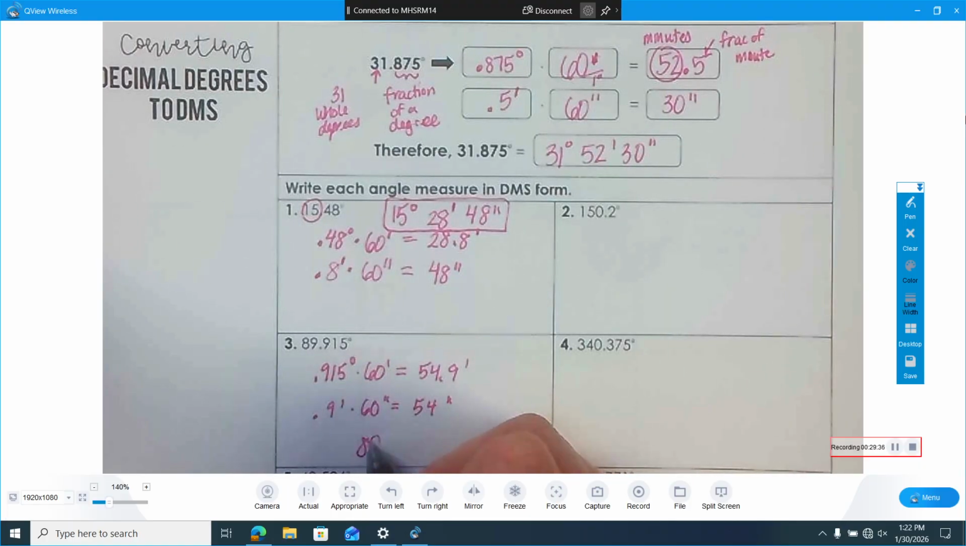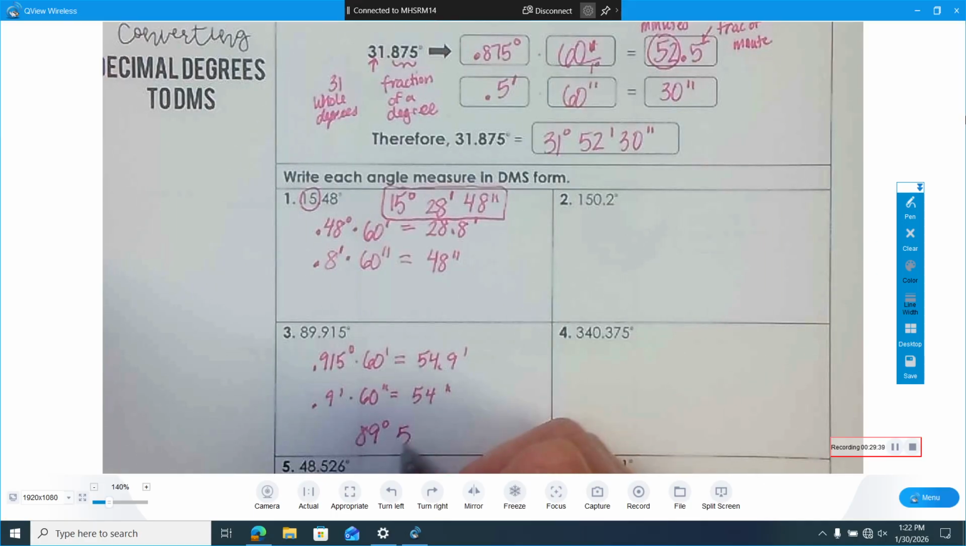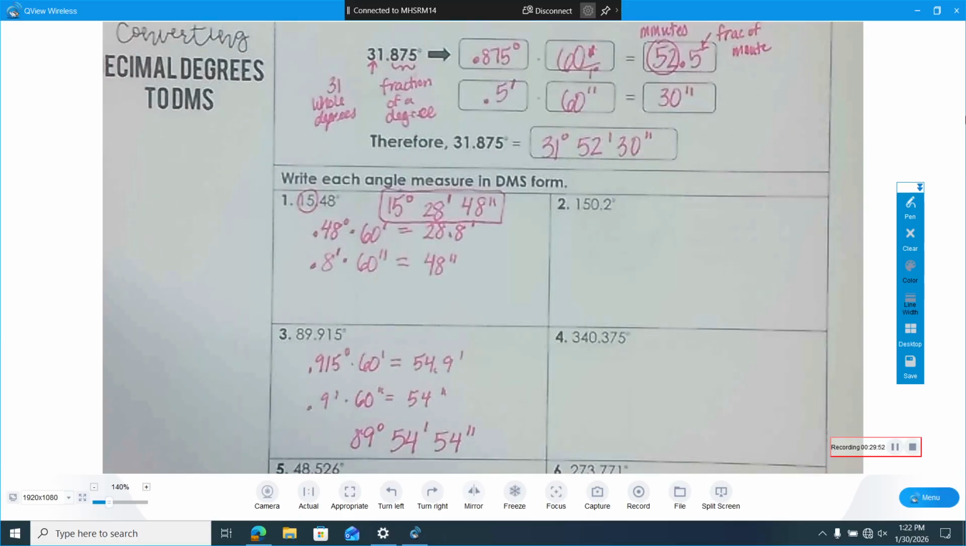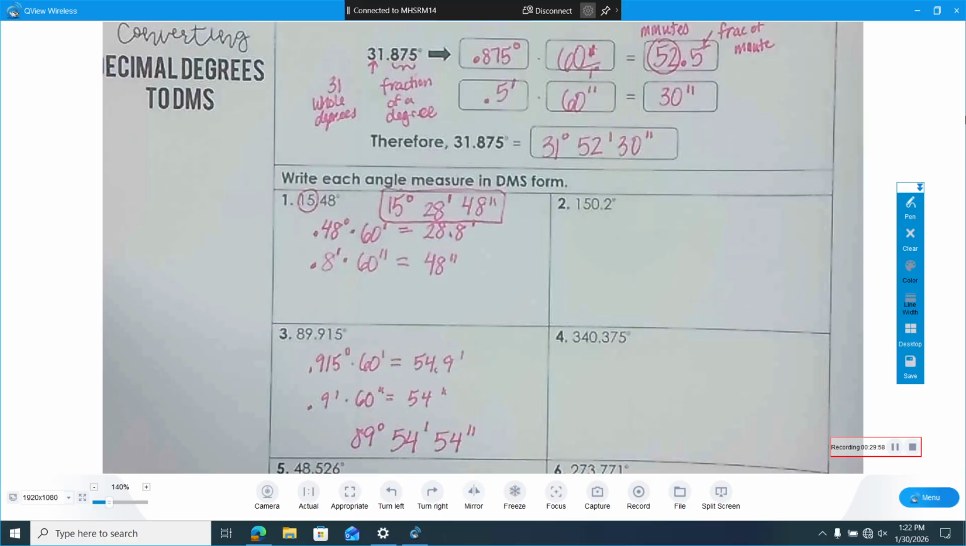All right, I got 89 degrees, 54 minutes, and 54 seconds. All right, good with that? Pretty easy. So we had to multiply by 60s to get degrees, minutes, and seconds.